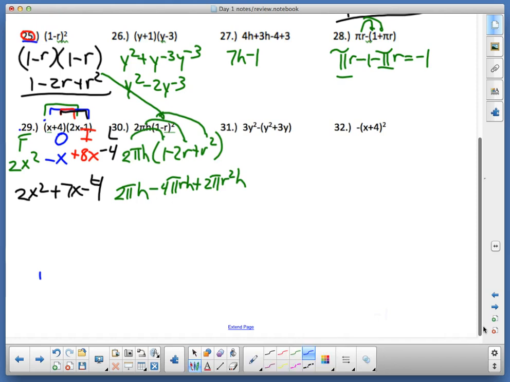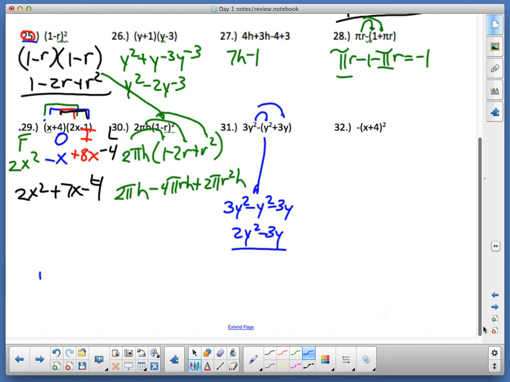In 31, I've got 3y squared minus y squared minus 3y. I distribute my thing because I'm doing the work down here. And I've got 2y squared minus 3y is my solution. That's the best I can do until I know what things are going on.